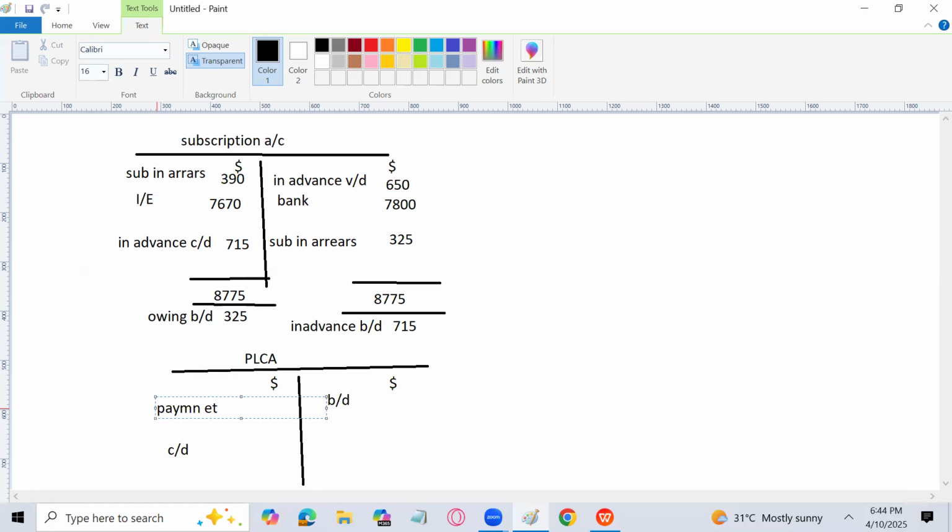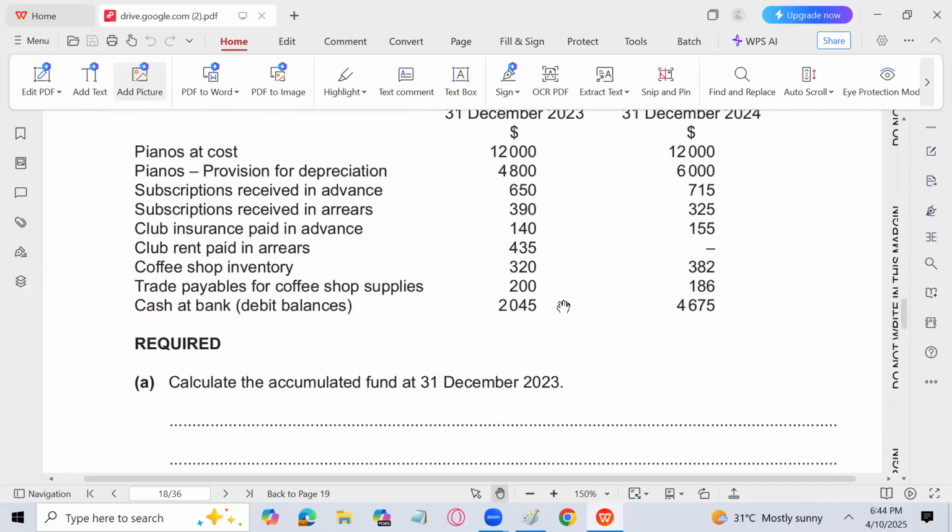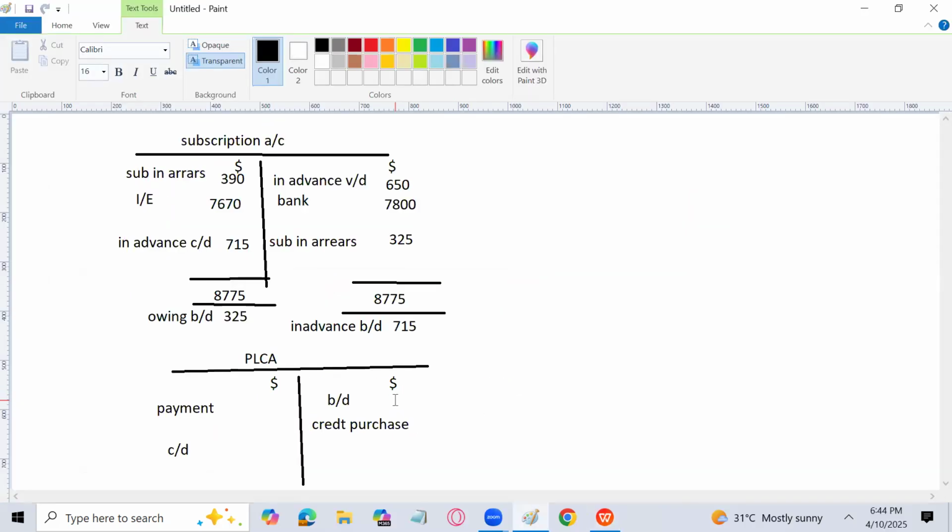So why are we basically preparing the PLCA? Because the rule of the game is this, that we need to find credit purchases. Otherwise, we can't prepare the trading account. So for that purpose, I am preparing the purchase ledger control account. So let's find credit purchases. So brought down is given. Let's go back. Trade payables at the start here 200 and ending trade payables are 186. So I will write brought down here 200. And ending trade payables which are carried down is going to be 186.